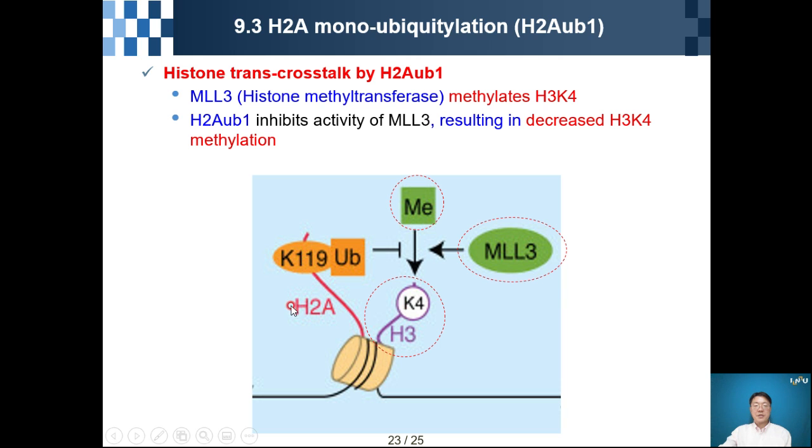And also, especially H2A UB1. This is H2A UB1. H2A UB1 inhibits the activity of MLL3. So it means that it results in decreased H3K4 methylation. So this is the histone trans-crosstalk by H2A UB1. Histone trans-crosstalk between H2A and H3.